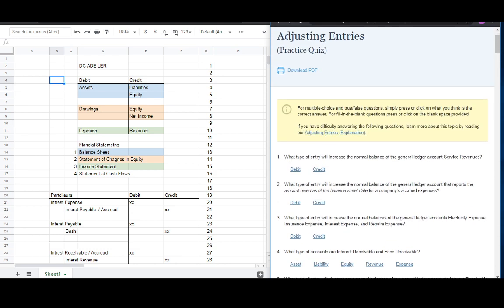Number 1, what type of entry will increase the normal balance of the service revenue? And the answer here is credit, under the mapping system where all revenues are credited.